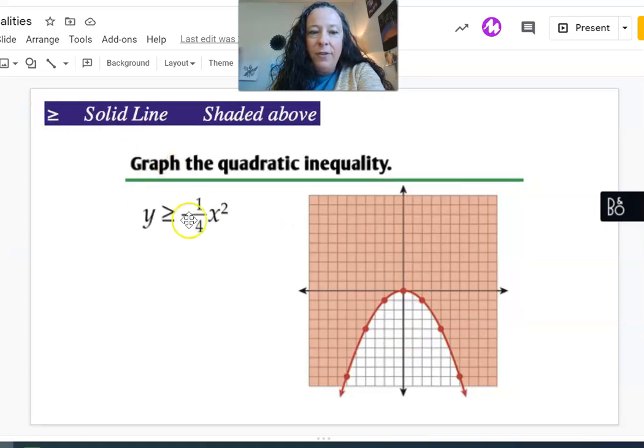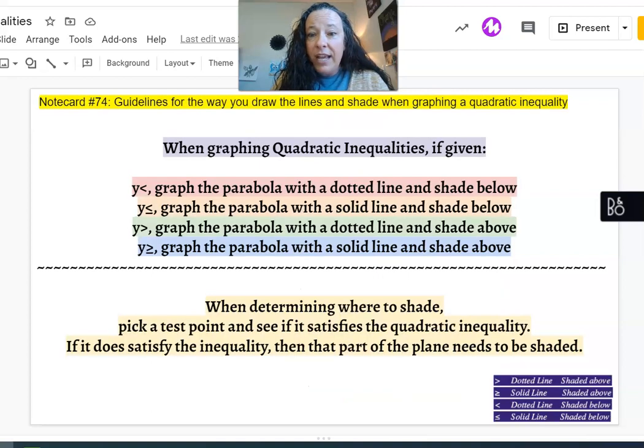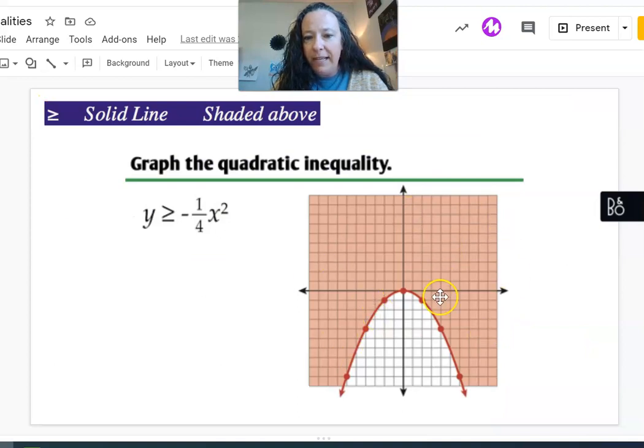All right, greater than or equal to, well, that's going to be a solid line, and this one happens to open down, so a solid line and shaded above. So those of you whose brains are really robotic, you're going to be like, oh, why is this one shaded outside the parabola and not inside? Notice, I'm never going to say outside and inside. I don't use that verbiage. The verbiage I use is you shade above or below, okay? So that one's shaded above because it's a greater than.